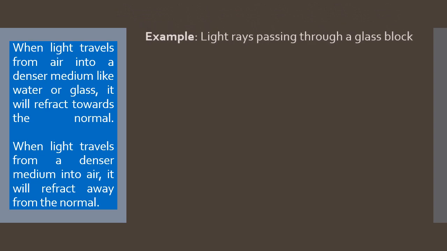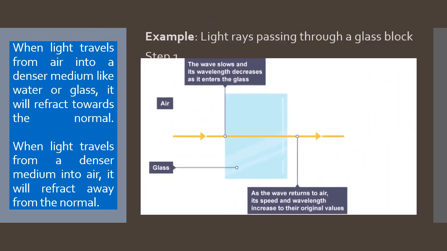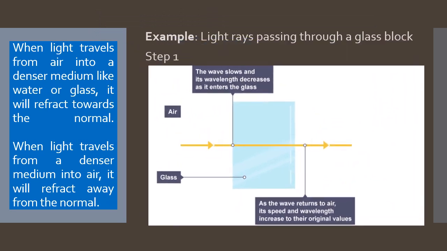Take a look at this example. Light rays passing through a glass block. Step 1. Take note that there are two media present in this illustration, the air and the glass. The wave slows and its wavelength decreases as it enters the glass. As the wave returns to air, its speed and wavelength increase to their original values.